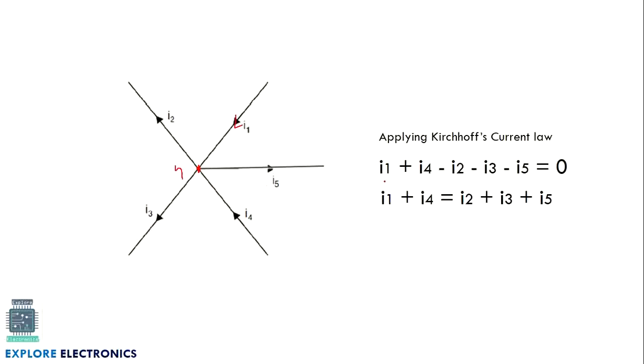So if we add all these, I1 is the current coming into the node. We add this with I4, since I4 is coming into the node. I2 is minus I2, since it is going out. Similarly, I3 is going out, and I5 is going out. So totally it will be equal to 0. In other words, the total currents coming into the node, I1 and I4, will be equal to the total currents leaving the node, that is I2, I3 and I5. This is how we can apply Kirchhoff's current law to identify the total currents in the circuit. Thank you.